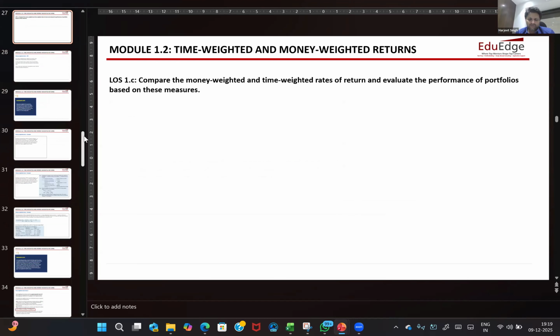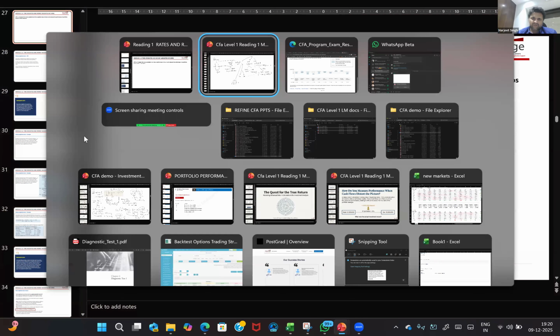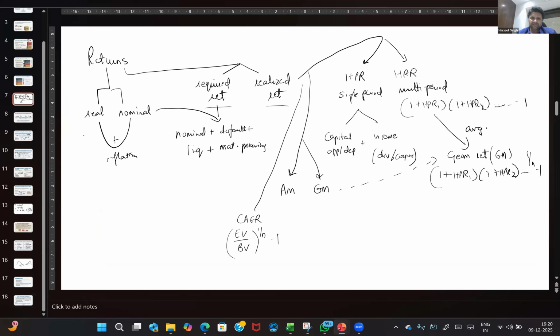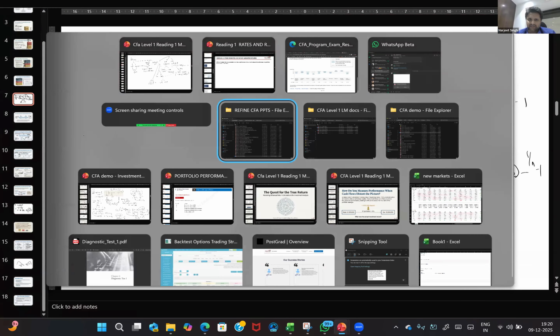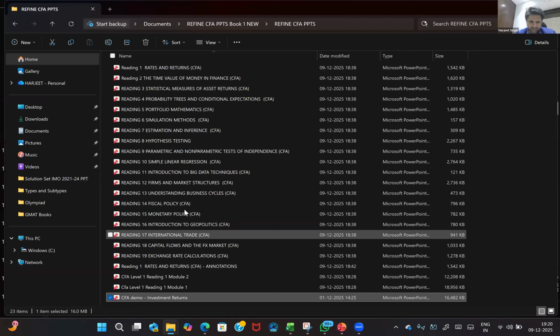All right. Next, a set of bifurcated returns. So another bifurcation of returns, okay? And realized returns, that too. So I'll just put it out here. It is based on two important concepts: time weighted and money weighted return. Now let's understand what these are in simple terms.